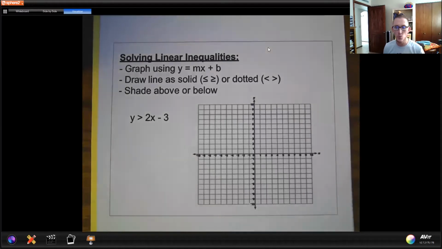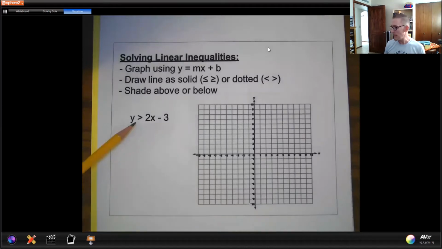These are notes that you will want to either write down or copy or print. If you can print, it would be really nice, because there's going to be grids that you're going to want for graphing. If not, you're going to have to sketch it. The first thing is you're going to graph using y equals mx plus b. So the shortcut for graphing is the same.